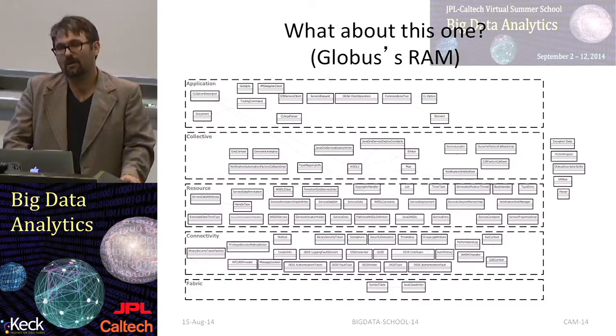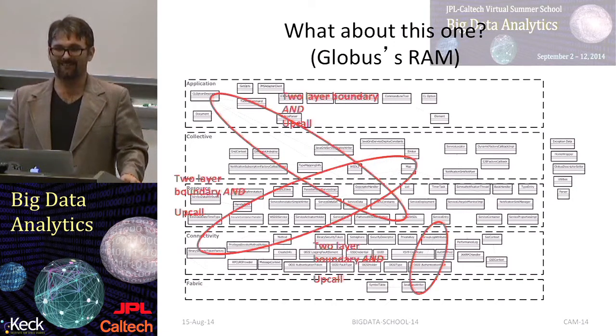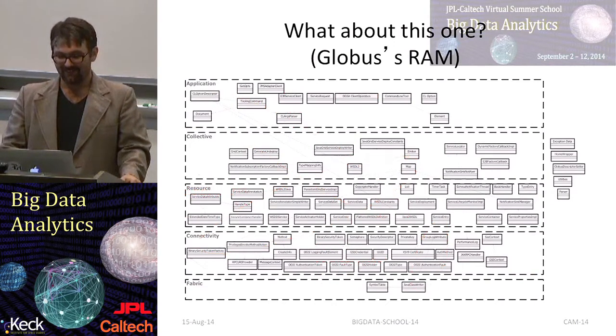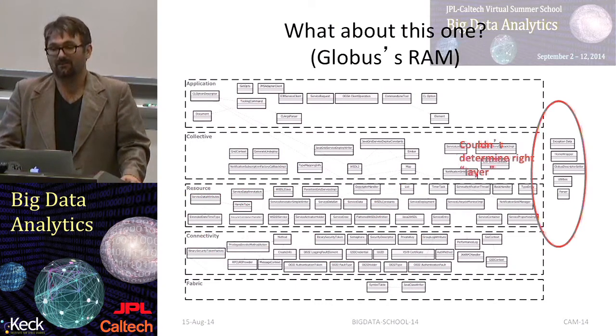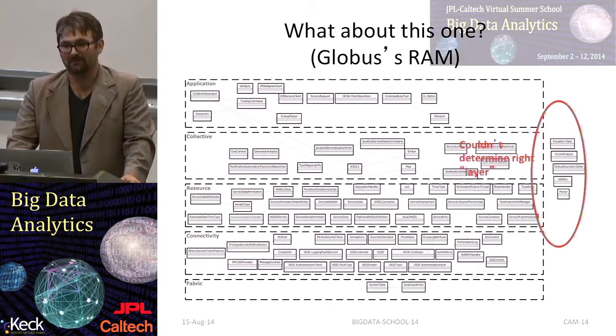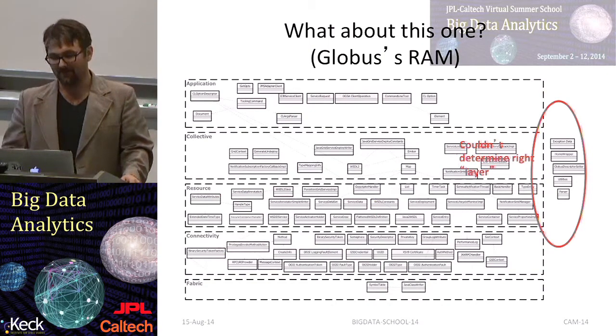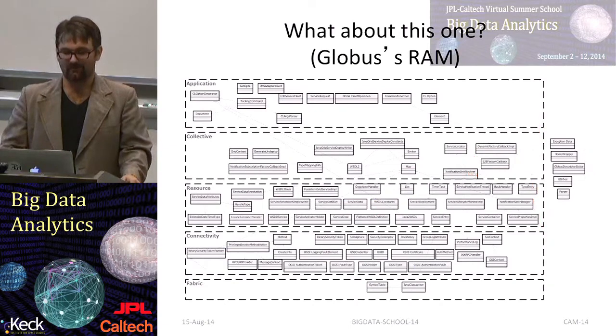What about this one? This is Globus's recovered architectural model. Whoa, 2-layer boundary and upcall. All 3 of them right there. What else? 5 components that we couldn't determine which went in the right layer. And Globus is a comparatively larger system than OODT, but it still exhibits the same, if not more, basic characteristics. And we found this in a number of the software systems that we were looking at.